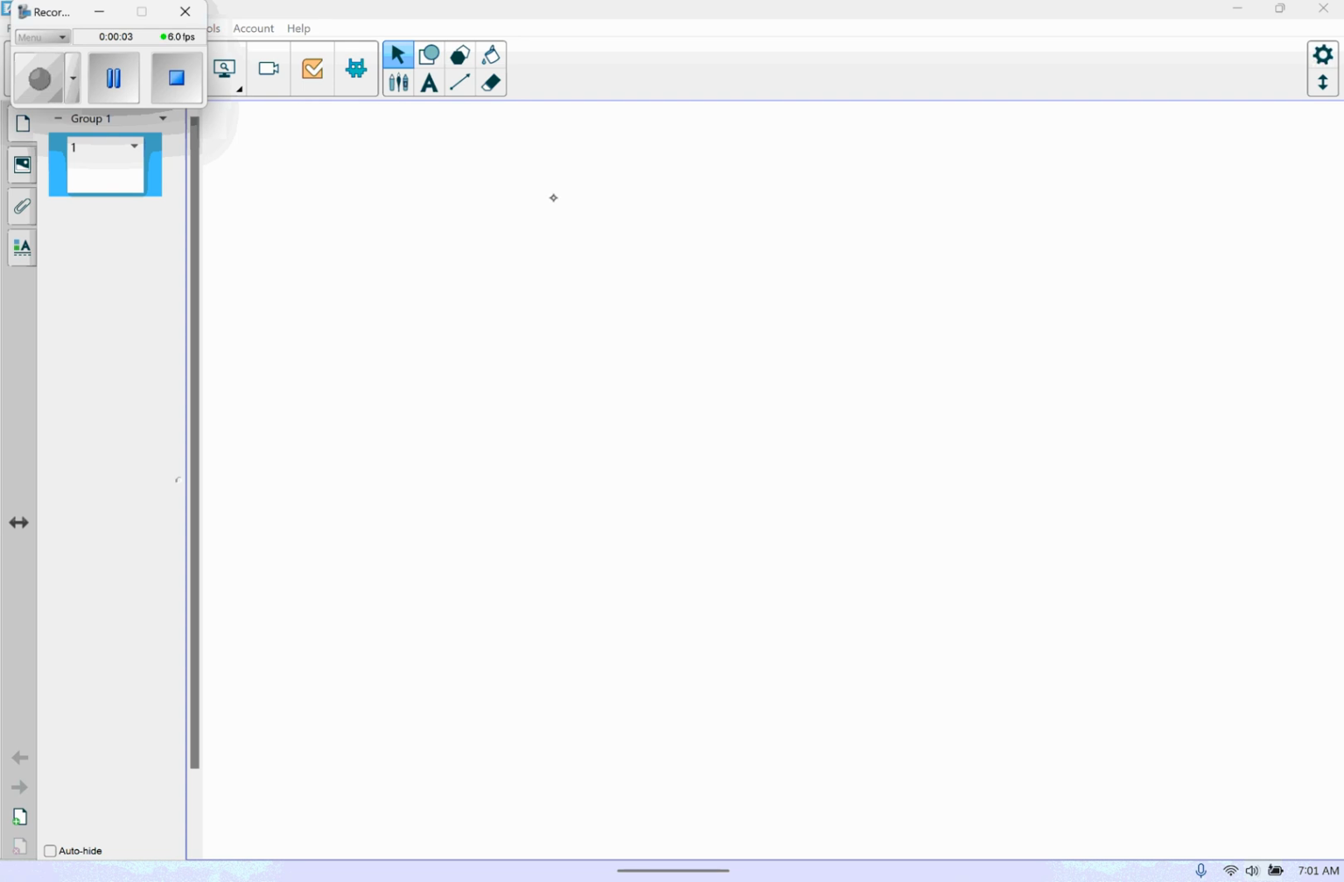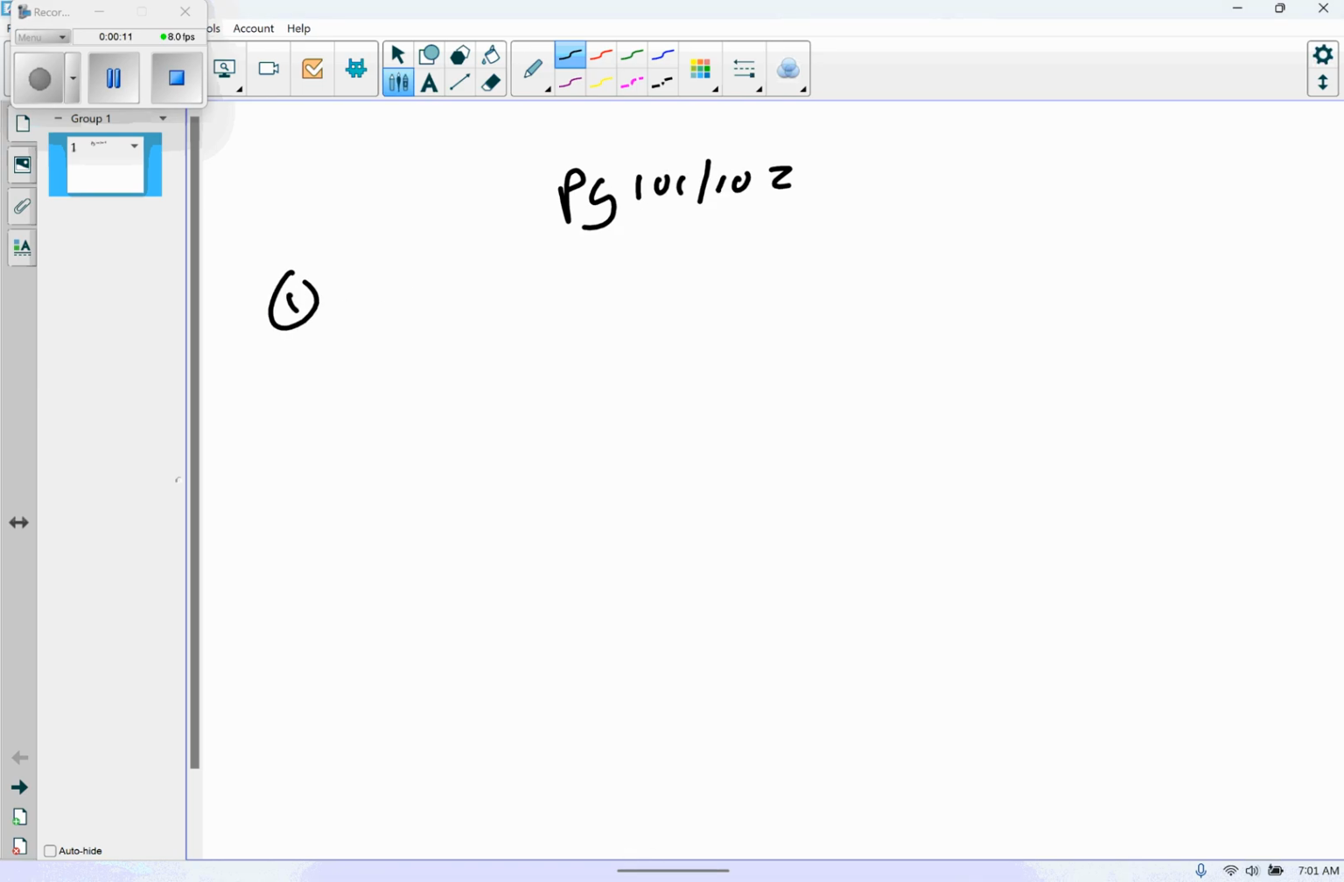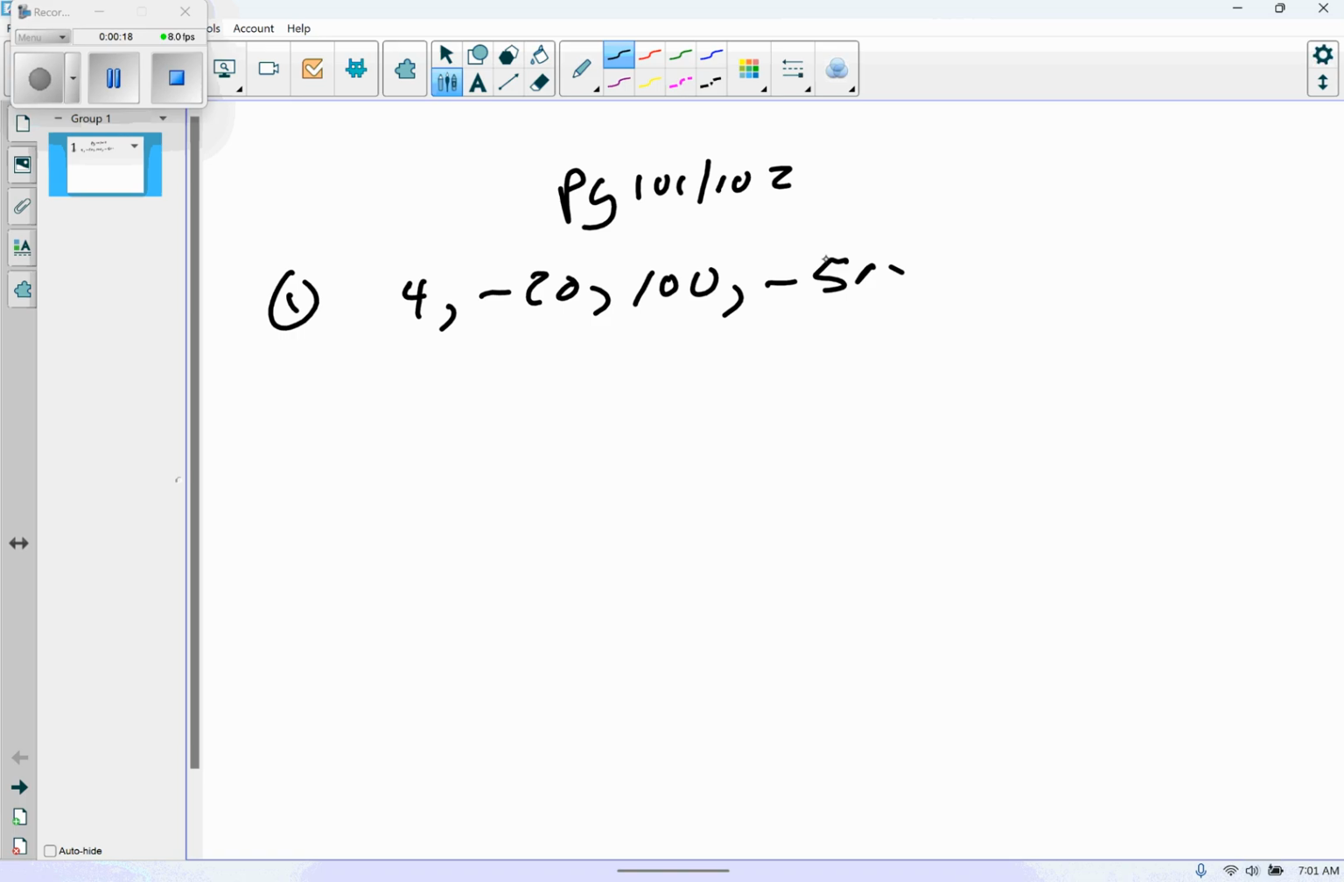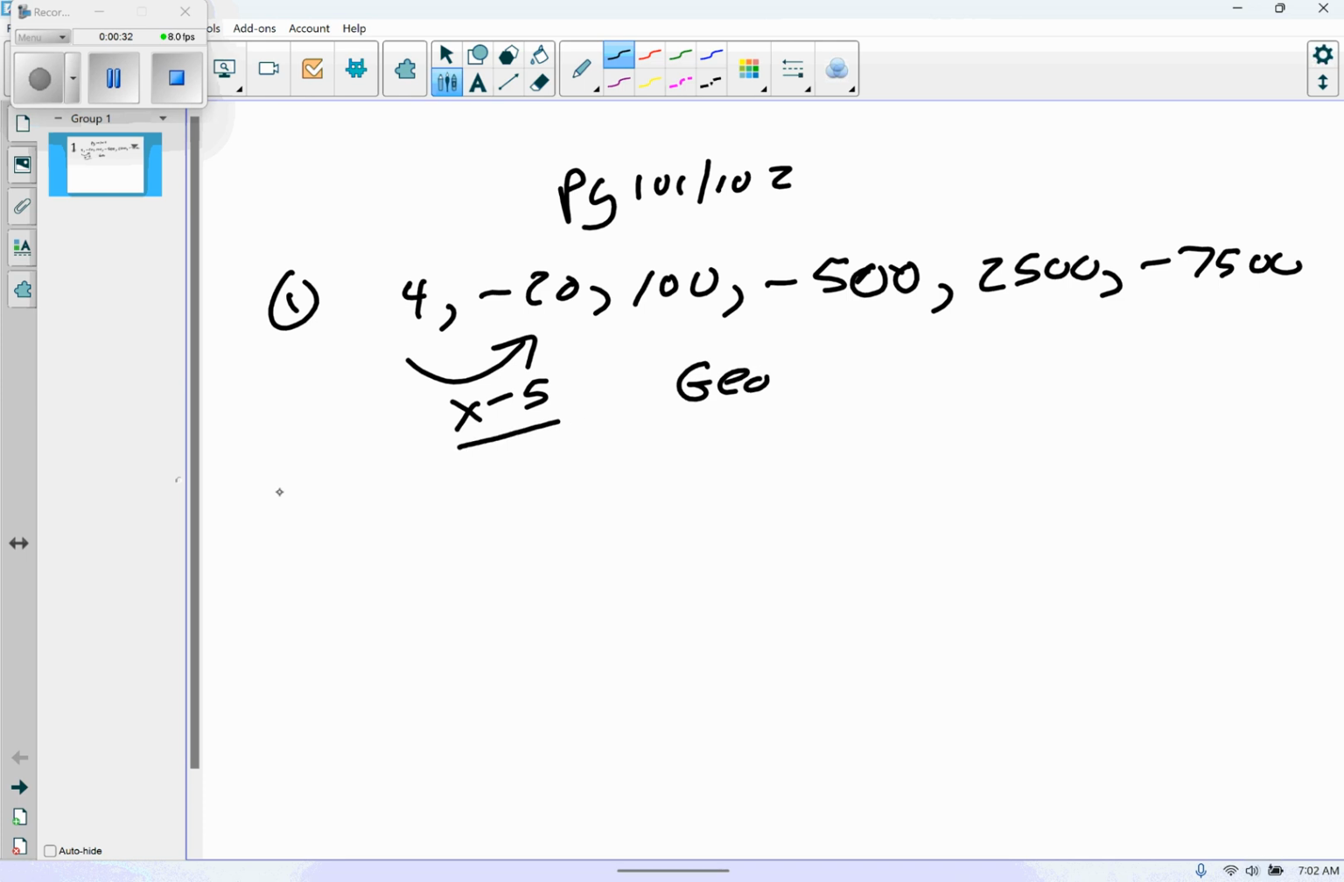Hi, Algebra 1. I wanted to run through the homework that I asked you to try on page 101, 102. They want us to predict the next couple terms. So I got 4, -20, 100, -500. It looks like we are multiplying by -5 each time. So then that's going to give me 2,500 and then -7,500. So this is geometric because I'm multiplying.